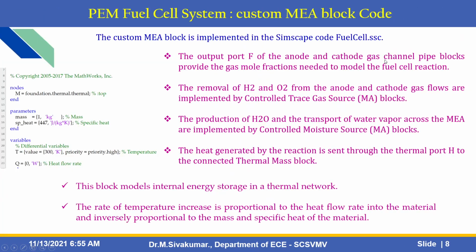F of the anode and the cathode gas channels pipe blocks provide the gas mole fractions needed to the model for the fuel reactions. The removal of H2 and O2 from the anode and cathode gas flows is implemented by controlled trace gas source blocks, that is the previous MEA blocks. The production of H2O and the transport of water vapor across the MEA is implemented by the controlled moisture source block also.